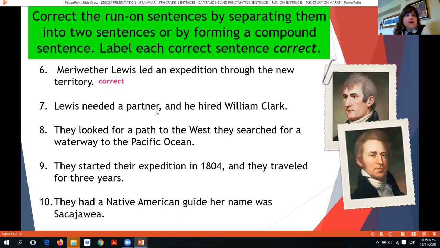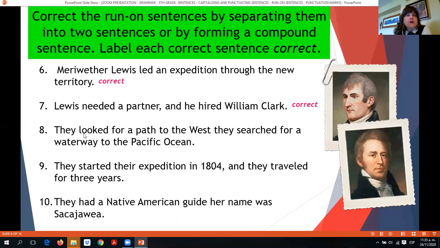Number 7. Lewis needed a partner and he hired William Clark. This is also a sentence that is correct because we have two ideas joined by the comma and the word and, so this needs no correction, so this is also correct.